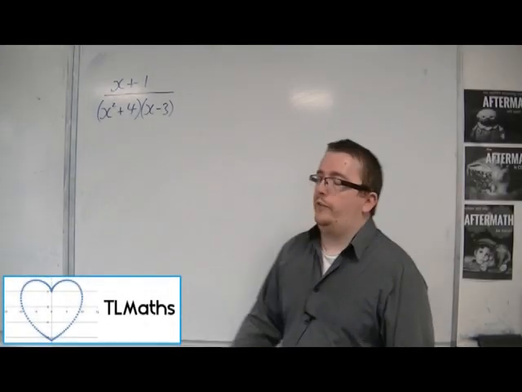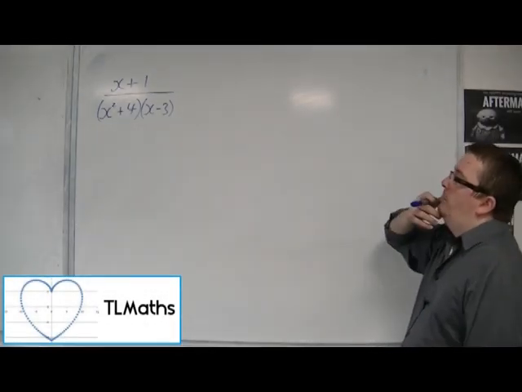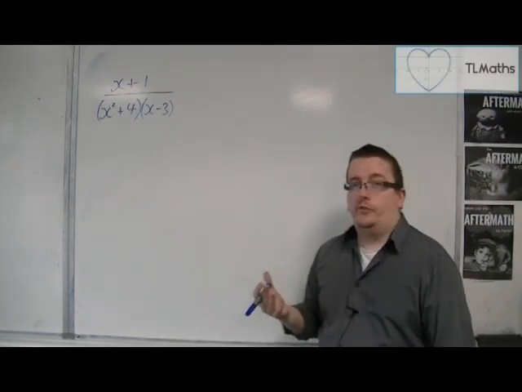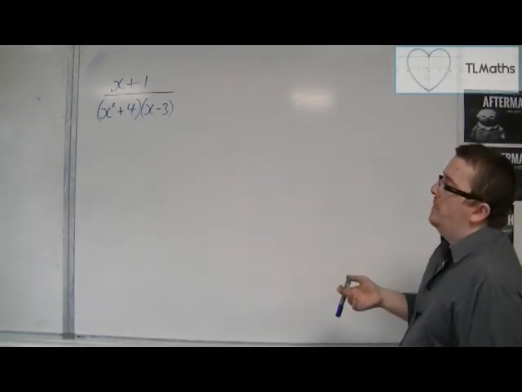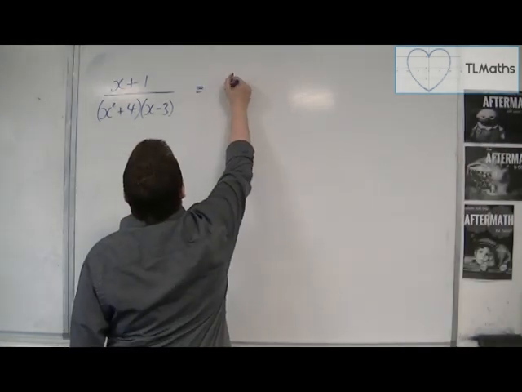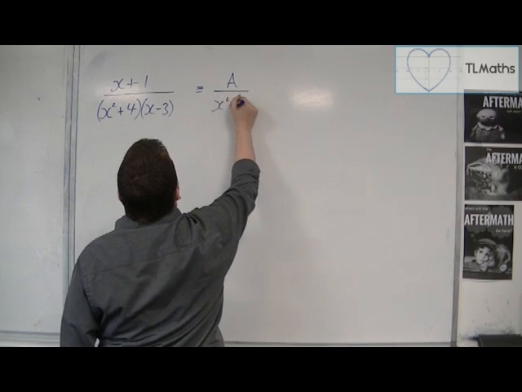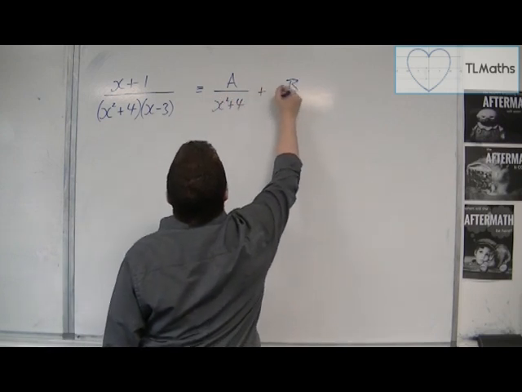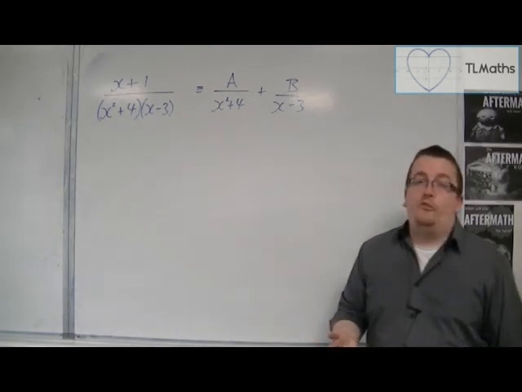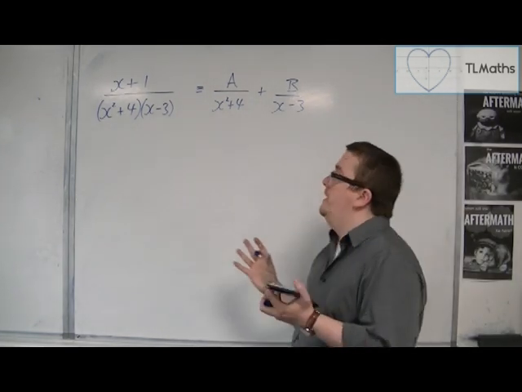So we hit another snag when we start thinking about a problem like this: (x + 1) over (x squared + 4)(x minus 3), okay? It would be natural to assume that we would be able to write this as maybe a over (x squared + 4) plus b over (x minus 3). Now the reason here is that x squared + 4 doesn't factorise, okay?